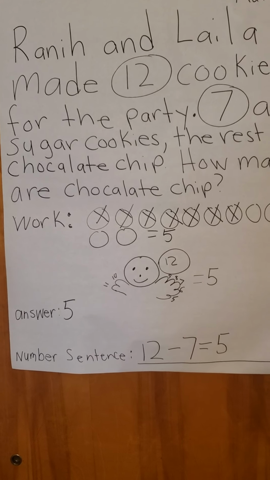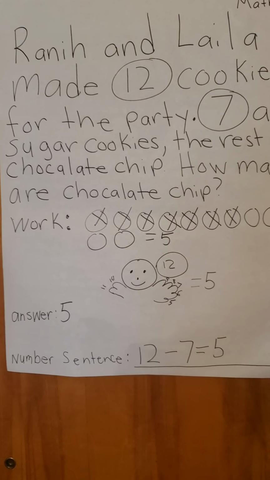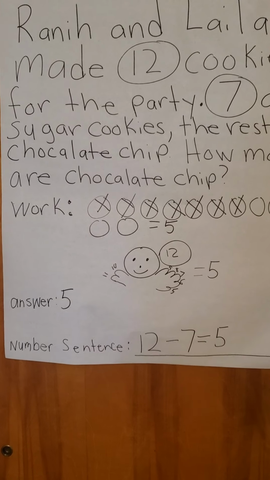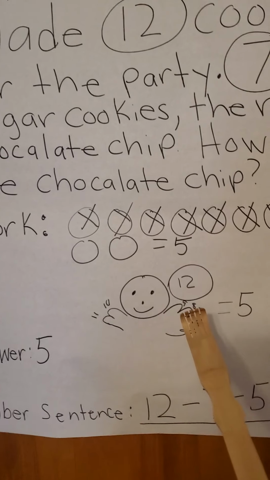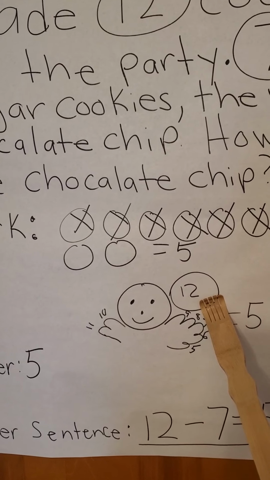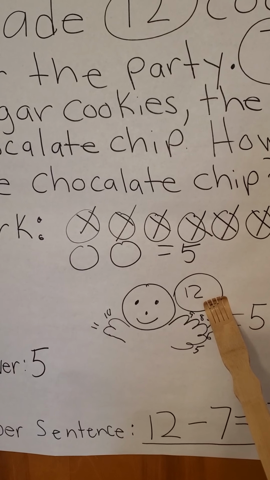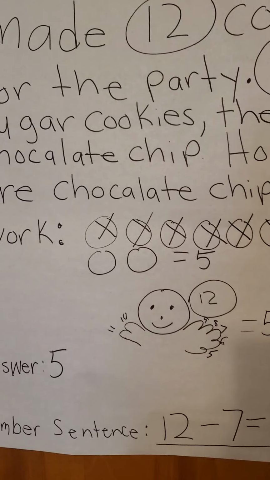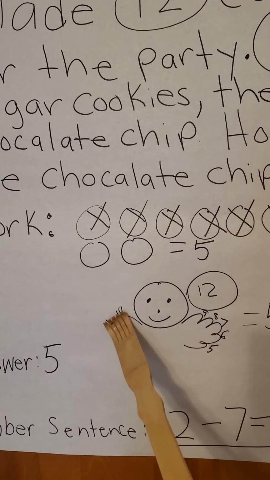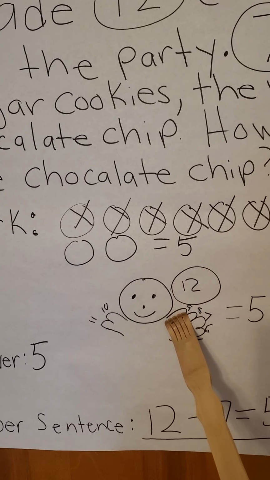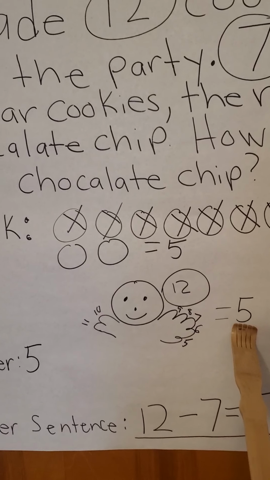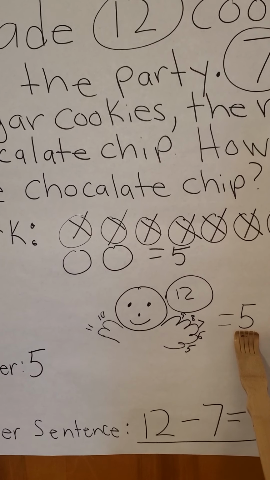Another strategy you might have used would be to count down. Have the large number in your head, and then you count backwards or count down. So I've drawn that strategy. So 12 is in his head, and then he's counting down. He's counting down how many? He's counting down 7 numbers. So 12, 11, 10, 9, 8, 7, 6, 5. And so we end up with the same difference. We still end up with 5.